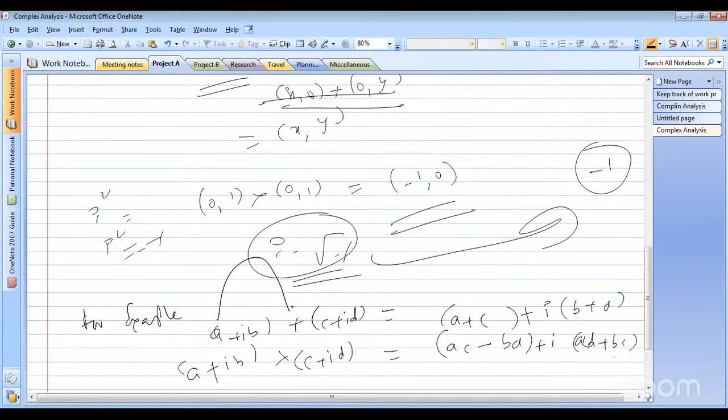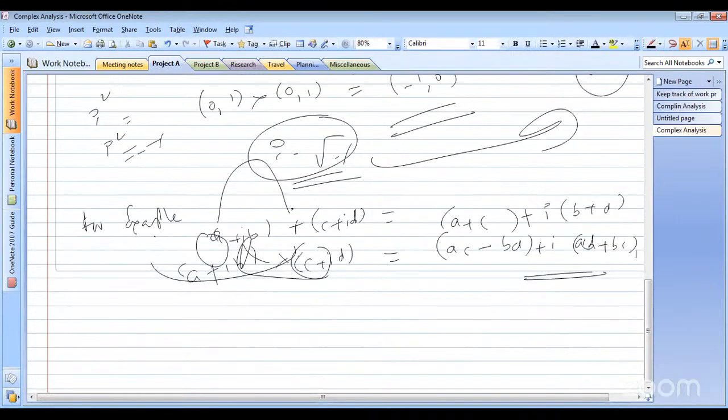I already told you there are different parts in addition and multiplication. Addition is real part to real part and imaginary part to imaginary part. But in the multiplication, A into C is the real part, and B into D is also in the multiplication part. But for B into D, i square is equal to minus 1, so this should be called minus 1. Therefore AC minus BD. Then A into D, that is the imaginary part. I have taken i common, AD plus BC.